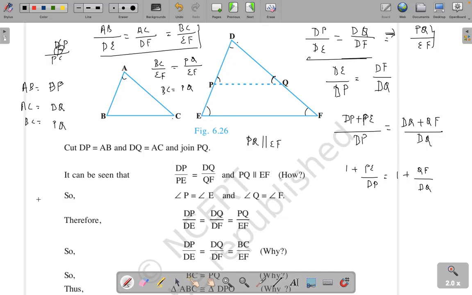Any question? Which means this triangle is similar to this triangle, I mean congruent to this triangle by SSS criteria.